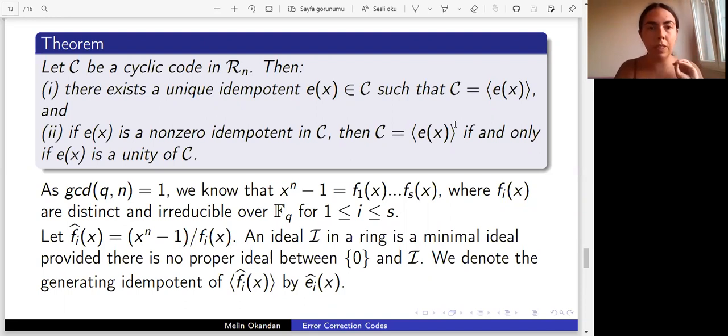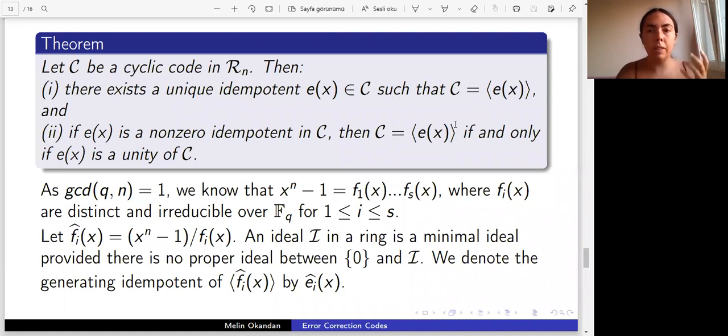But we can still define some more. Again, let's say the greatest common divisor of q and n is 1. This means that x to the n minus 1 can be written down as a product of distinct irreducible factors. Then let's say x to the n minus 1 equals f1(x) times f2(x) times dot dot dot times fs(x), where the fi's are distinct and irreducible over Fq. Now we are going to define a new polynomial, fi hat (x). Let fi hat (x) be the polynomial that is obtained by dividing x to the n minus 1 by one of its irreducible factors fi. Now what is a minimal ideal?